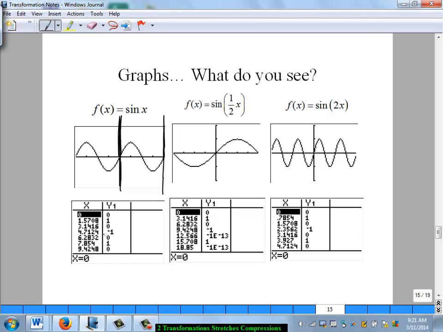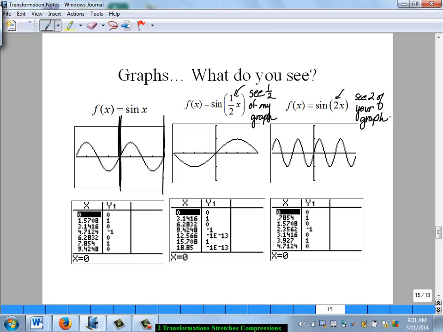Now, last year you learned that right here inside was called your frequency. So last year you looked at it and said, oh, my frequency is a half, so I only see half of my graph. And here it was a 2, so you're going to see 2 of your graph.